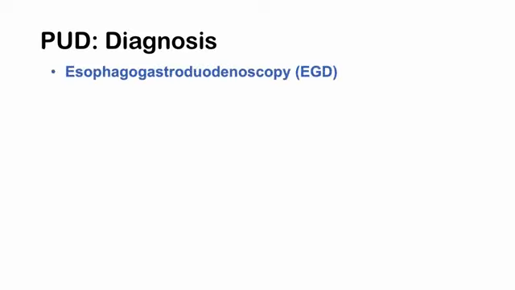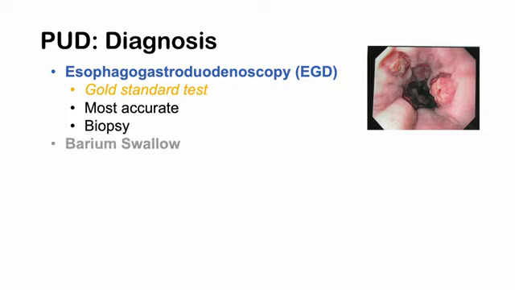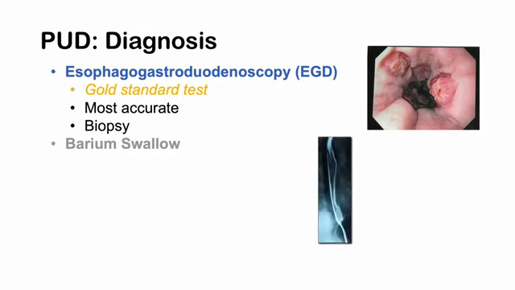So how is peptic ulcer disease diagnosed? By far the most important method of diagnosing peptic ulcer disease is by EGD, or esophagogastroduodenoscopy. This is the gold standard test, and it's the most accurate. So you put a scope down, and you can actually see the ulcers in the esophagus, in the stomach, or in the duodenum. And then you can also take a biopsy as well and look at the tissue. Barium swallow can also be used, especially when EGD is not indicated or is contraindicated.